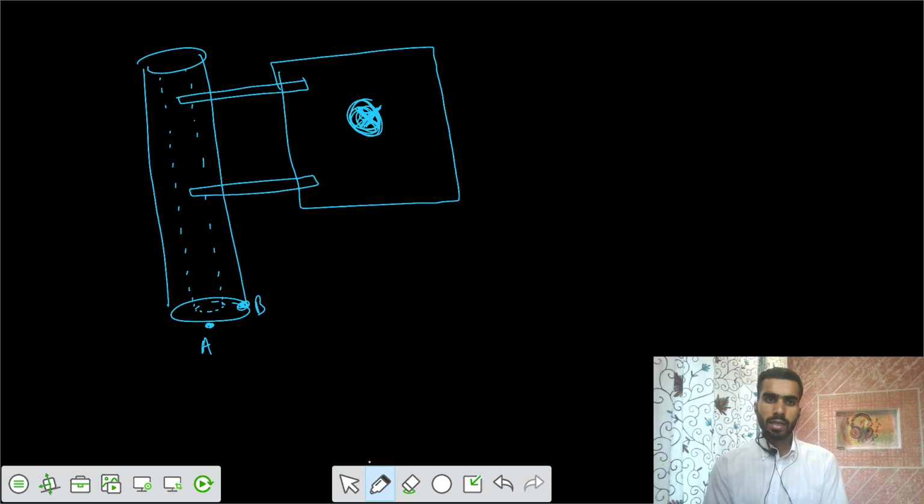So the load is acting in the z direction. Because of this load, it will try to rotate about the y-axis in this way. It will try to rotate. That means a twisting moment gets developed at this point. So this was your line, and the twisting moment gets developed in this way.